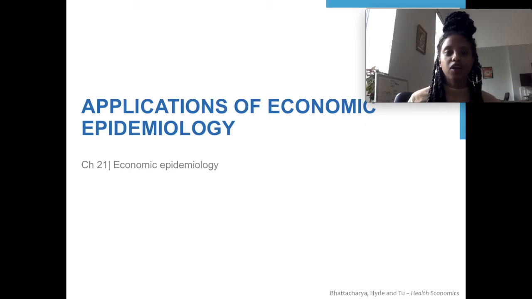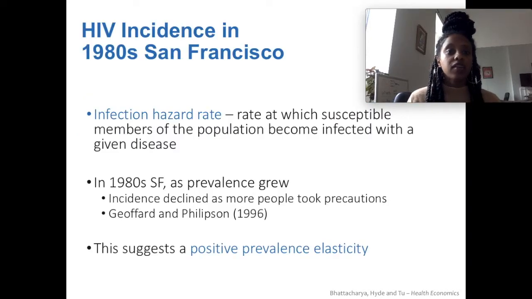So in this last video, we're going to talk about some applications of economic epidemiology in practice. In the 1980s in San Francisco, the HIV epidemic was spreading. The infection hazard rate is the rate at which people who are susceptible to a disease end up becoming infected. And in the 1980s in San Francisco, as the prevalence was growing, the number of new cases each year, the incidence rate, was declining because people began taking precautions, which suggests a positive prevalence elasticity, meaning that the demand for self-protection goes up when the prevalence goes up.